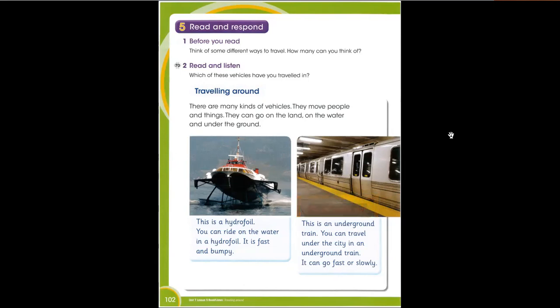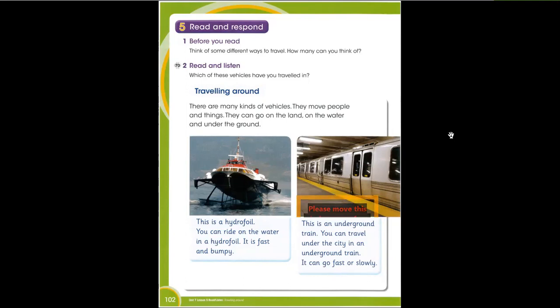So, in the last lessons we have discussed the vehicles of land, water, and air. So here they are saying the same thing. The vehicles can go on the land, means some vehicles can move on the land, some on the water, and some underground. Underground means down the ground, inside the ground, okay?